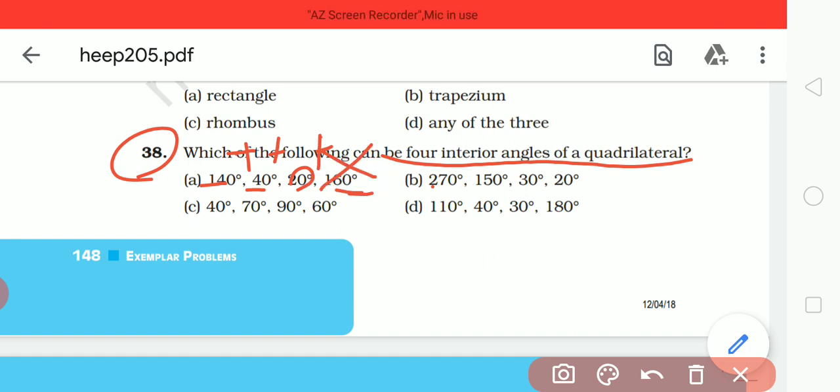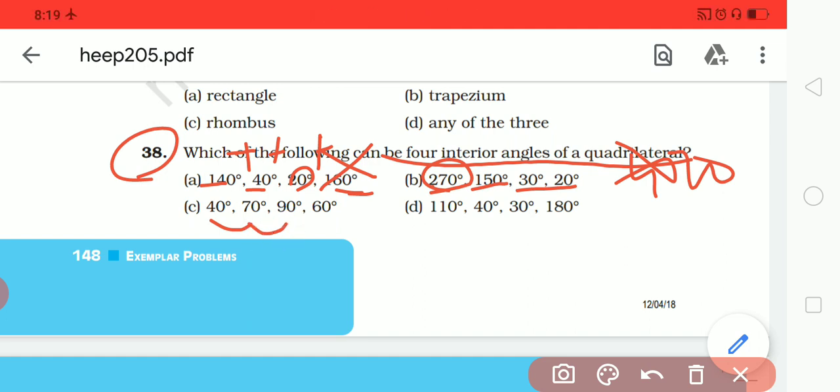Let us check the other one. This is 20 and 30 is 50, 150 and 50 is 200, 200 and 270 is 470. So this is also not possible. So let us check the third one. 40 and 70 is 110, 110 and 90 is 200, and 200 and 60 is 260. This is also not possible.